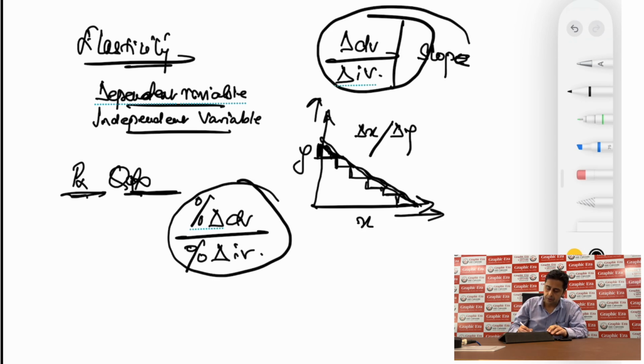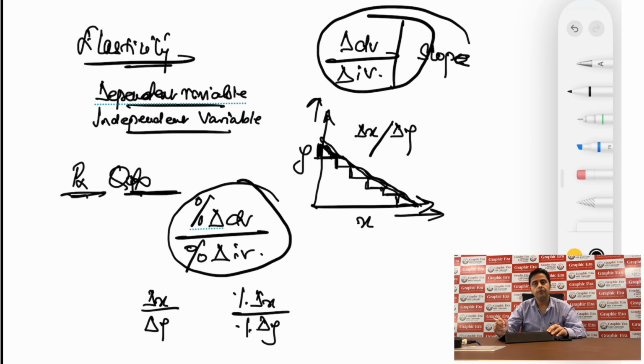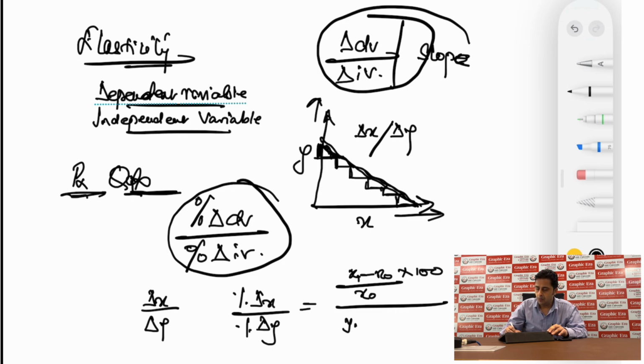Let me compare the two. If I were studying change in x upon change in y, this is the concept of slope. But if I'm saying percentage change in x against percentage change in y, this is the concept of elasticity. If we break down this idea of percentage change, it means (x1 minus x0) upon the original x0 into 100, and the whole being divided by (y1 minus y0) upon y0 into 100.